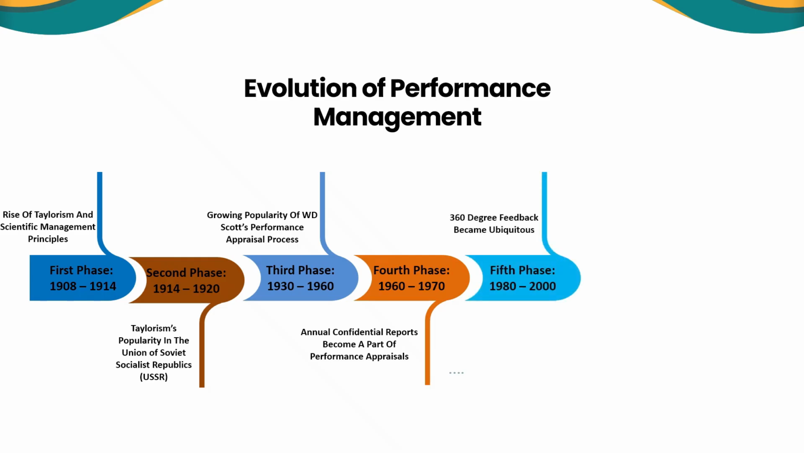Fifth phase, 1980 to 2000s: 360-degree feedback became ubiquitous. 360-degree feedback gained popularity in the 1980s to 1990s, involving input from peers, subordinates, and supervisors.